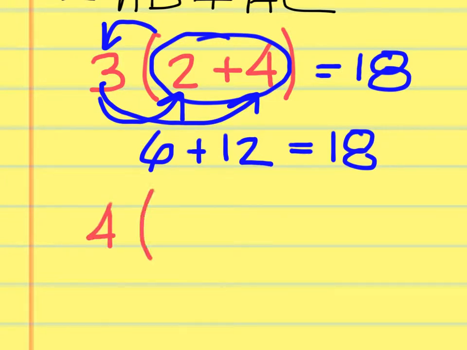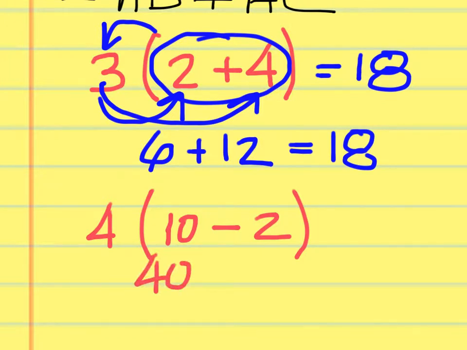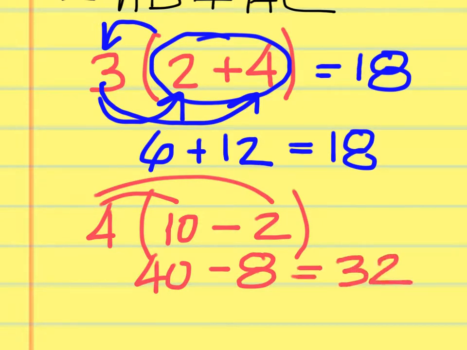If I had 4 times the quantity 10 minus 2, it works the same with subtraction. 4 times 10 is 40, and 4 times a minus 2 is minus 8. So the answer is 32.